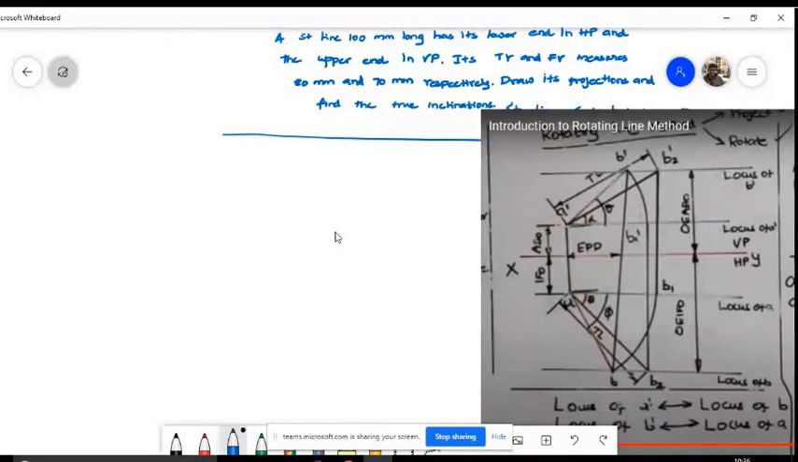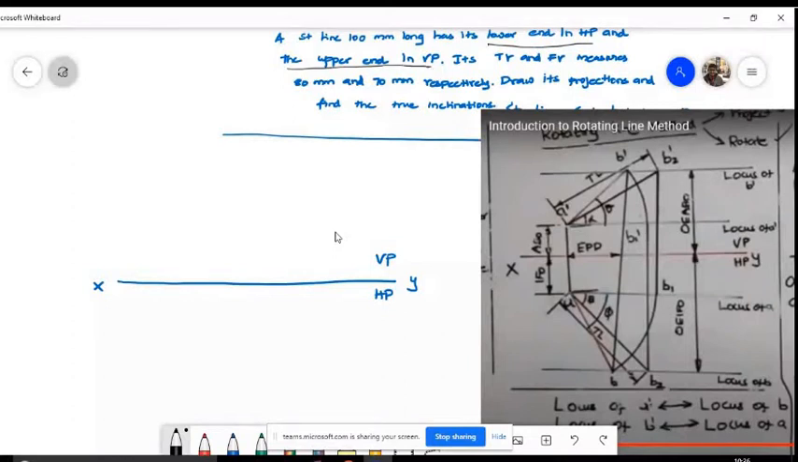Okay, let me draw, so you will understand, because I know it's a pretty confusing problem. It's not that difficult, but it's pretty confusing. Okay, let's start. Let me draw the reference line first. Okay, so look here. They said the lower end is in HP and the upper end is in VP. So that is important.